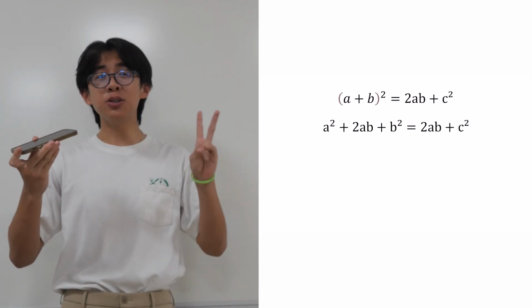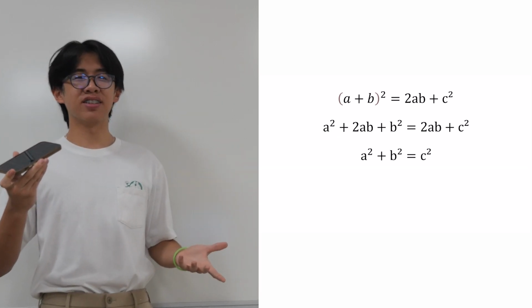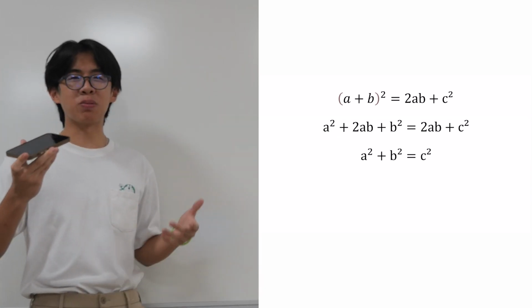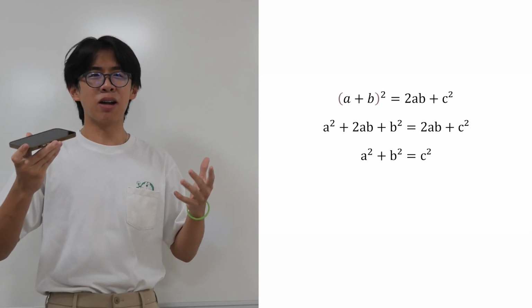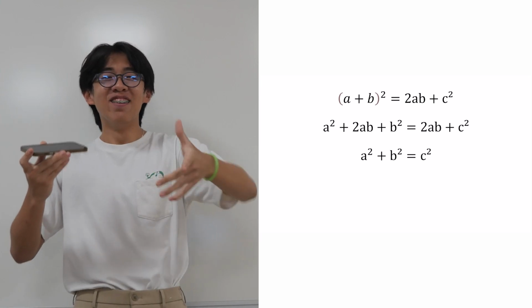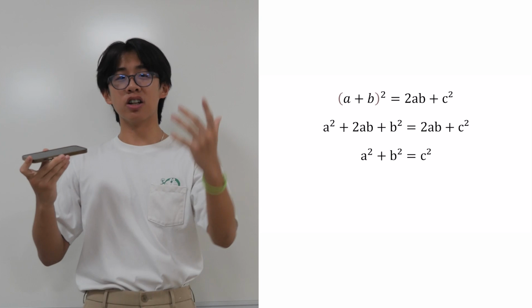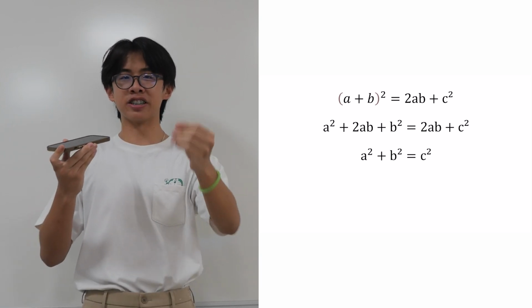Okay, we got 2ab on both sides. Let's cancel them out. And what's left? a squared plus b squared equals c squared. And boom, that's it. That's the Pythagorean Theorem. We didn't guess it, we didn't memorize it, we built it, step by step, using logic and clever arranging.